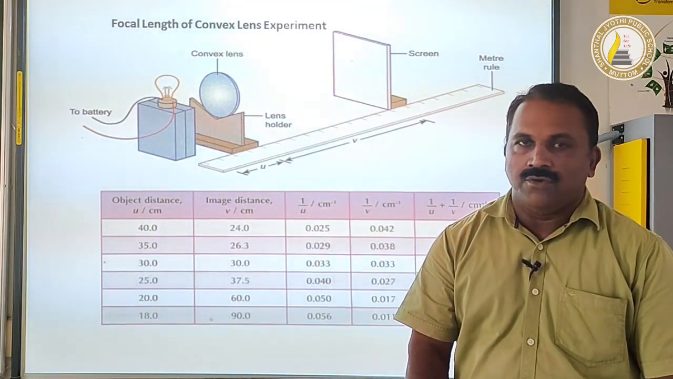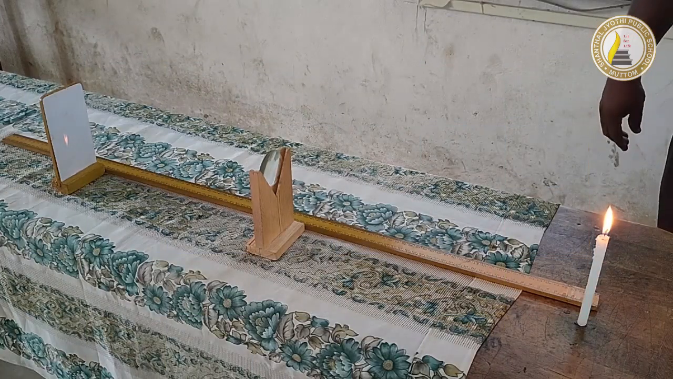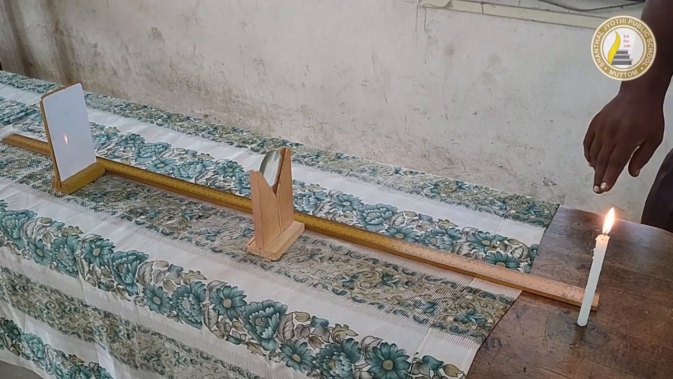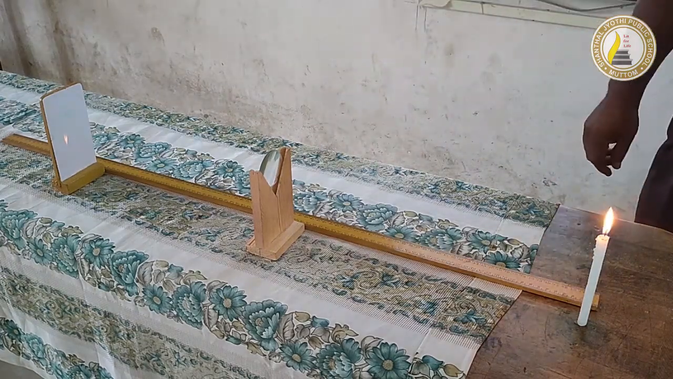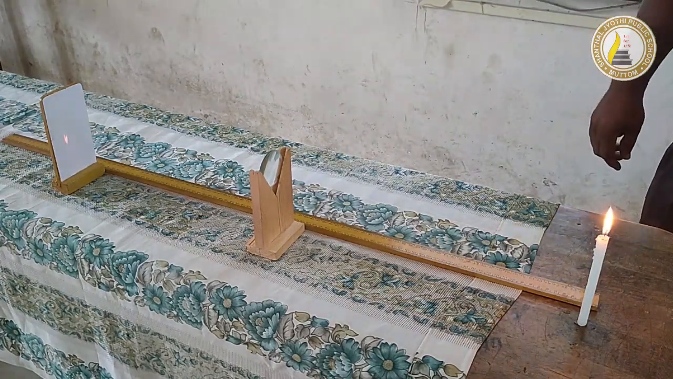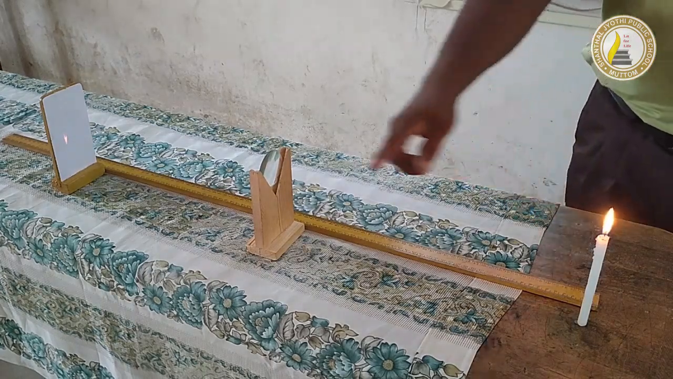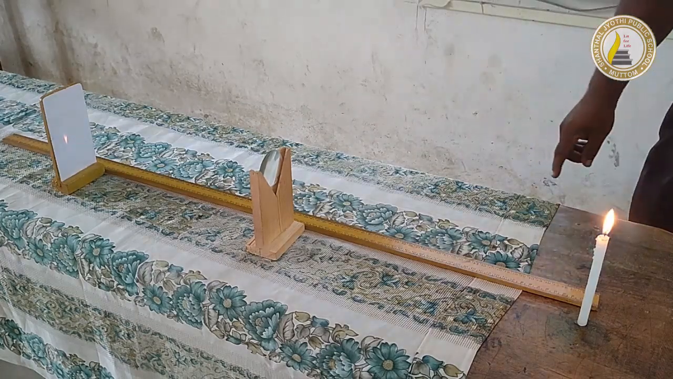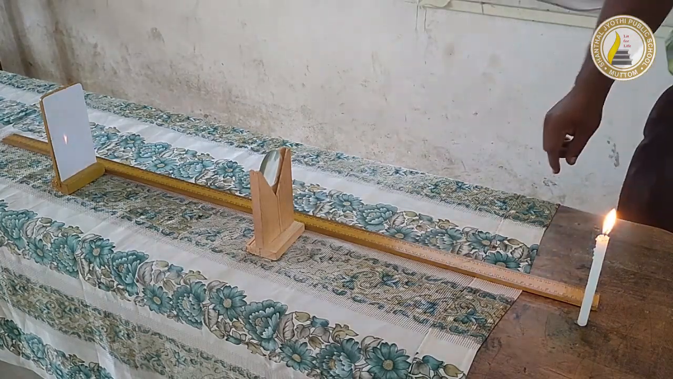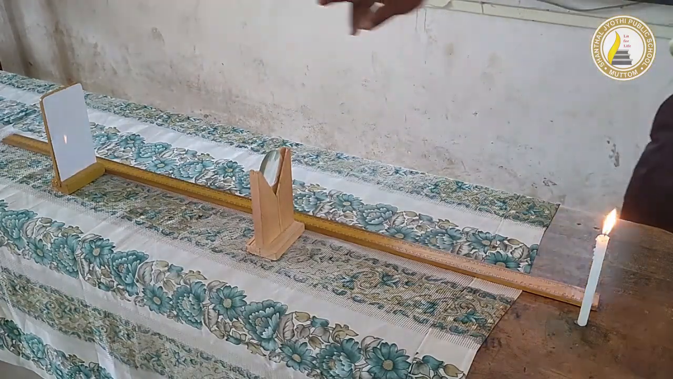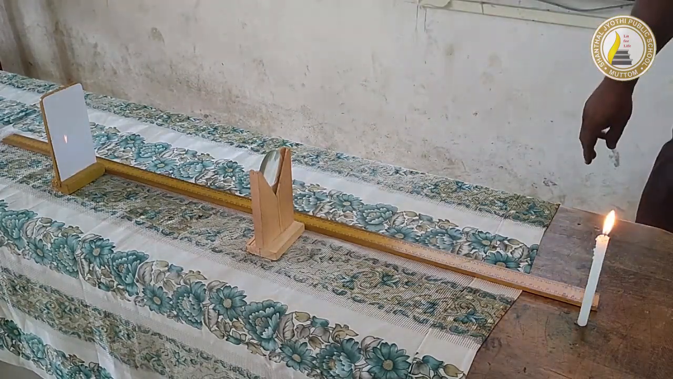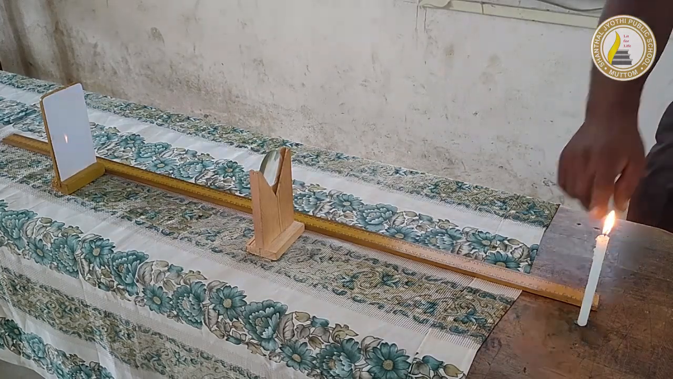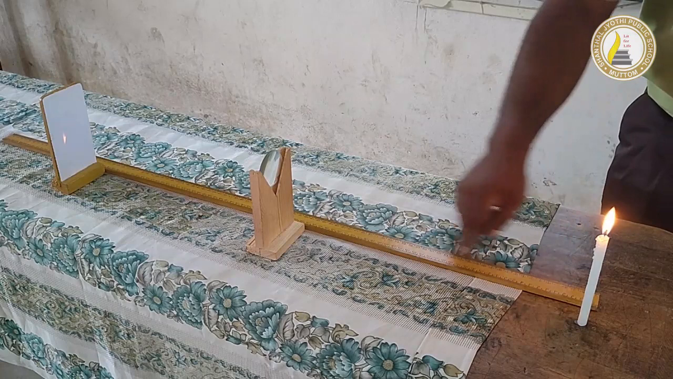Okay, now we can do the experiment. In this experiment, the main parts are the object or the source of light, then there is a lens. You know, a lens is a transparent object. Light can easily pass through it. It is a transparent object and has two curved surfaces, and here there is a screen. You can see the screen.